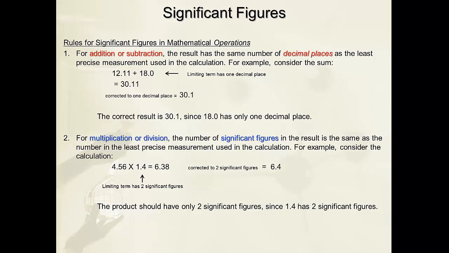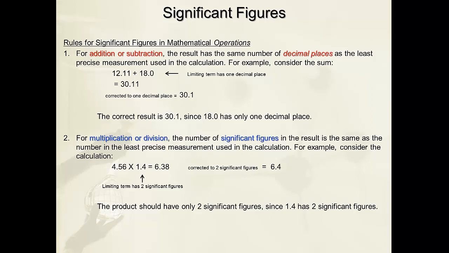Okay, so in this example, we've got 4.56 multiplied by 1.4. Now we look at the 4.56, that's got 3 significant figures. If we look at the 1.4, that has 2 significant figures. So that means our final corrected answer should have only 2 significant figures. Our calculator says it's 6.38, but we need to correct this and round it off to only 2 significant figures. So the 6.38 becomes a 6.4. Now that's the difference.